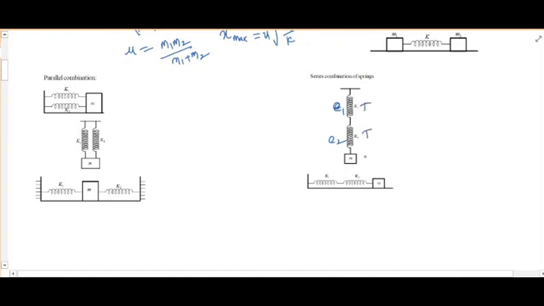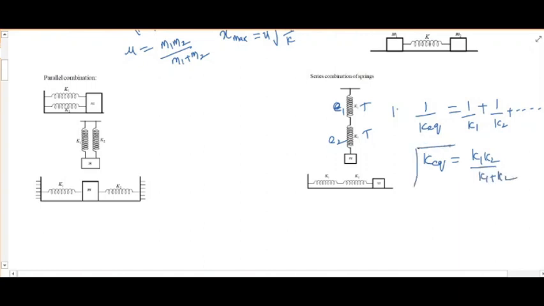In this case, the resultant spring constant is k equivalent. 1 by k equivalent is equal to 1 by k1 plus 1 by k2 and so on. If the number of springs is more than 2, then 1 by k1 plus 1 by k2 and so on. When only 2 springs are connected, in this case 1 by k equivalent is equal to 1 by k1 plus 1 by k2. From this, k equivalent is equal to k1 k2 by k1 plus k2. This is the equivalent spring constant when springs are connected in series.